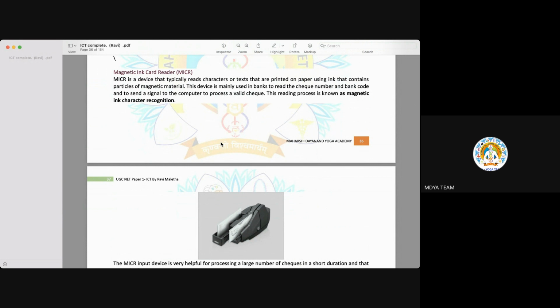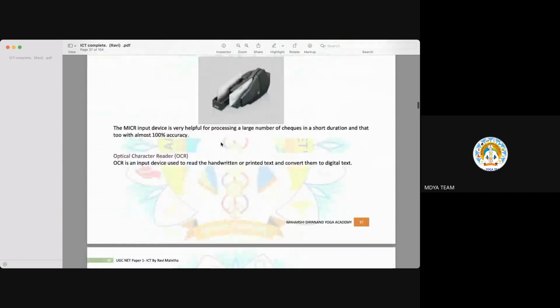In banks, through this MICR device, they check whether a check is valid or not. This reading process is magnetic ink character recognition, because in a very short duration a number of checks can be read and processed, whether they are correct or not, with 100% accuracy. So this is also a very useful input device in certain fields, in certain departments, in banks.